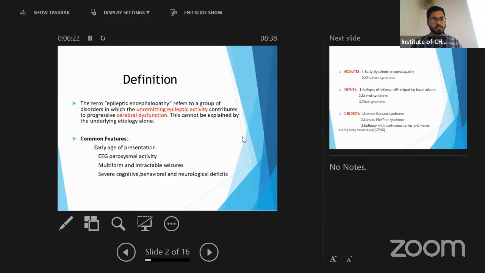There are some common features of epileptic encephalopathies, like early age of presentation. In EEG, we can see some paroxysmal activity. These seizures are multiform and resistant to the conventional anti-epileptics, and there are severe cognitive, behavioral, and neurological deficits.